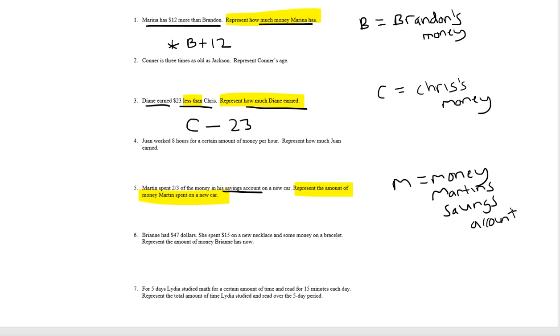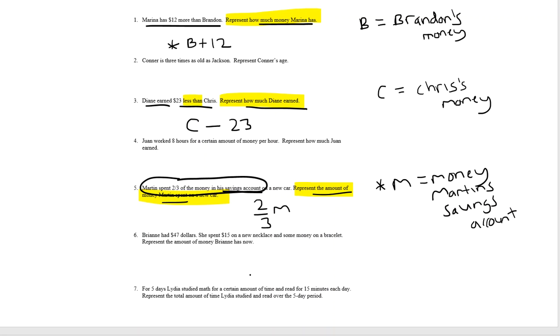And now we can use that variable that we just identified to represent the amount of money he spent on a new car, because he spent 2/3 of the money in his savings account on a new car. Now remember, the word of in math means multiplication. So we could say 2/3 times M. That's going to be the amount of money he spent on a new car, because he spent 2/3 of the money in his savings account, and we used M to represent the amount of money in his savings account.